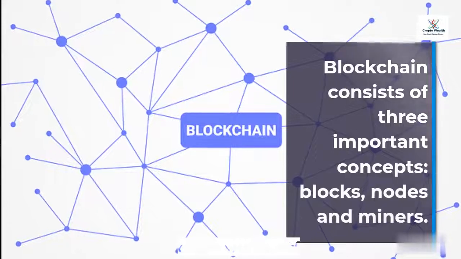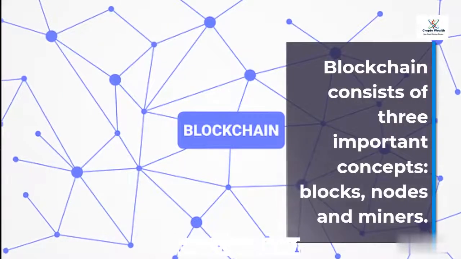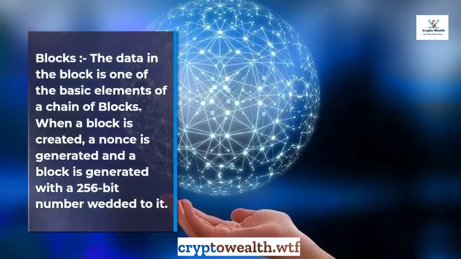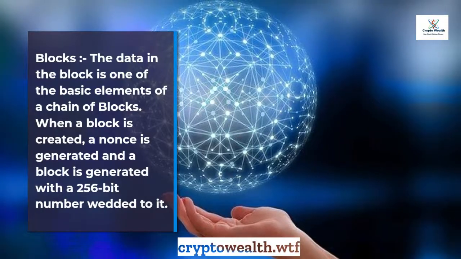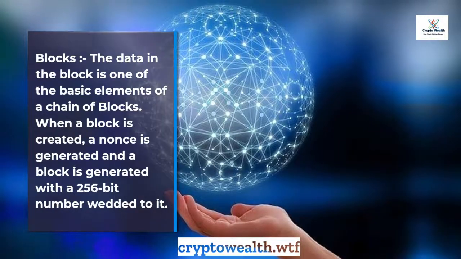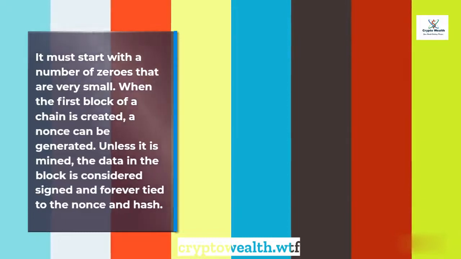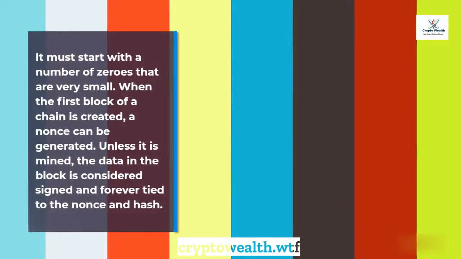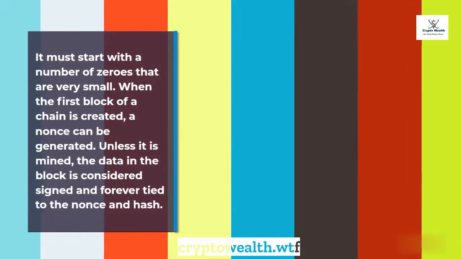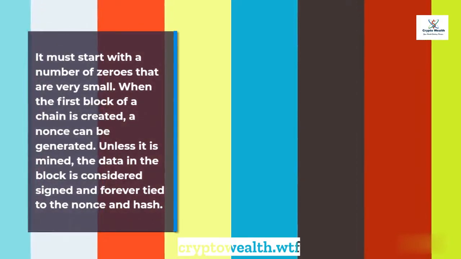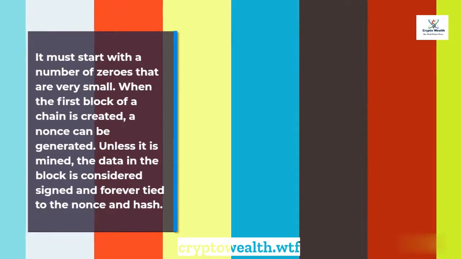Blockchain consists of three important concepts: blocks, nodes and miners. Blocks. The data in the block is one of the basic elements of a chain of blocks. When a block is created, a nonce is generated and a block is generated with a 256-bit number wedded to it. It must start with a number of zeros that are very small. When the first block of a chain is created, a nonce can be generated. Unless it is mined, the data in the block is considered signed and forever tied to the nonce and hash.